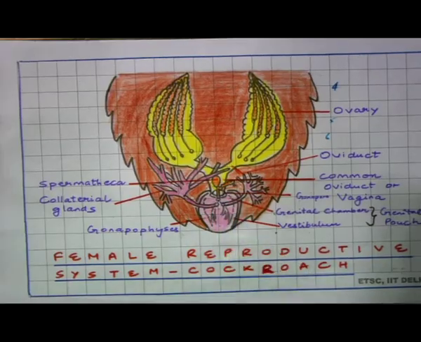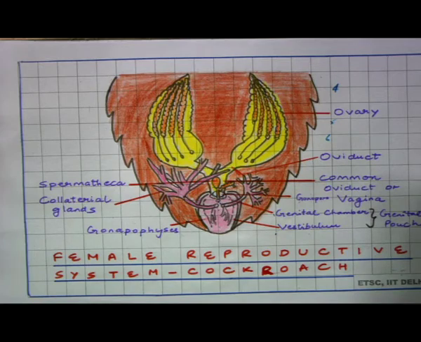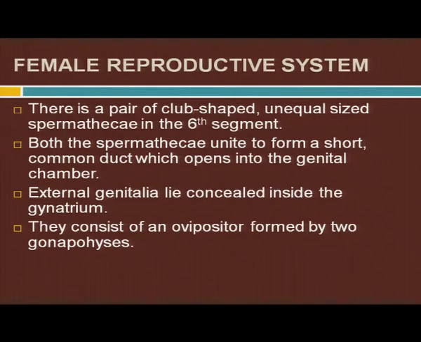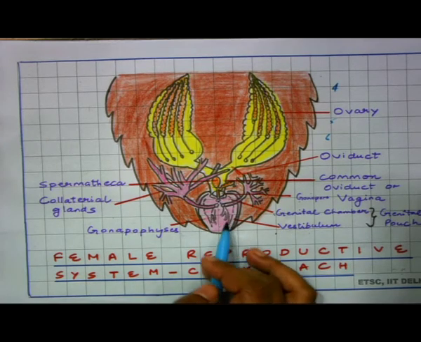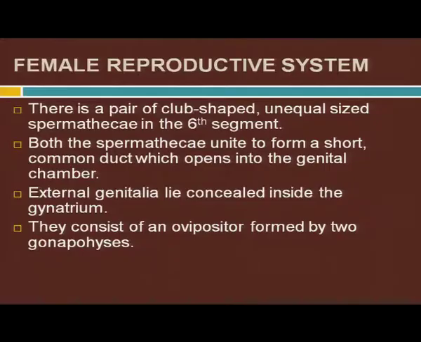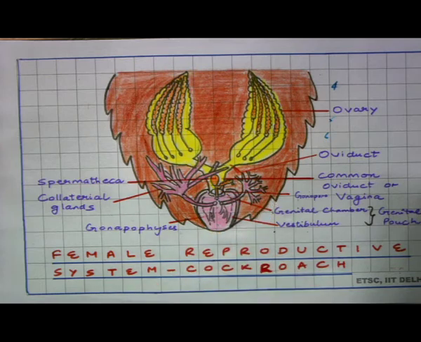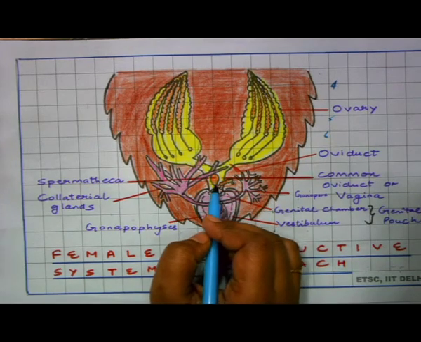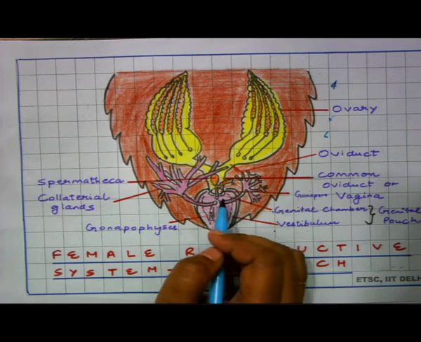And this external genitalia is concealed in a chamber which is known as gynatrium, and they consist of an ovipositor. Here is the ovipositor which will help in laying of the ova. Ovipositor is a tube like structure which helps in laying of the ova, but in this case we will see that an ootheca structure is released. The function of spermatheca is to store the sperms which have been received during copulation.